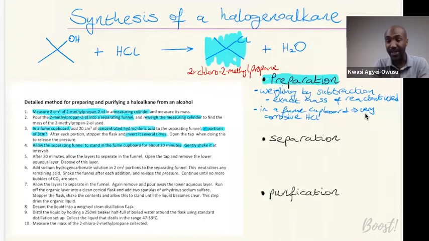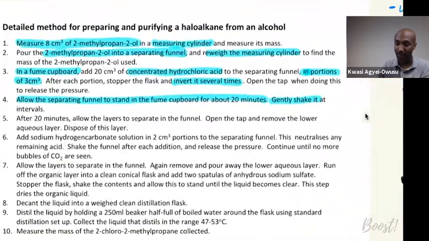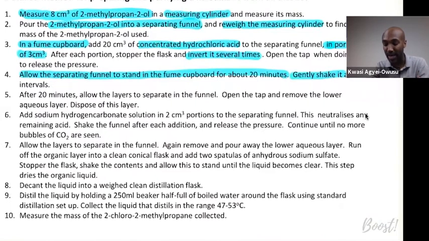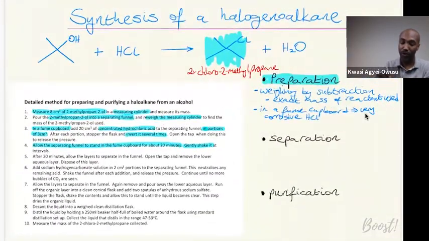The next part is separating our product from our excess acid from any unreacted alcohol. And how do we go about doing this? Okay, so it says after 20 minutes, allow the layers to separate in the funnel. Open the tap and remove the lower aqueous layer. Okay, so separation involves separating the aqueous layer from the organic layer.